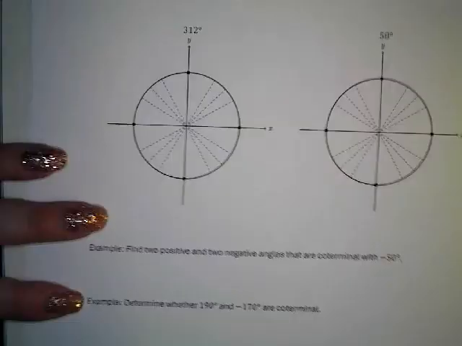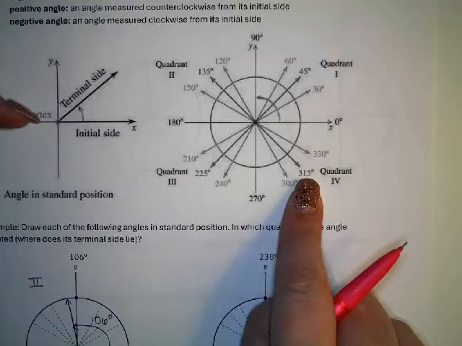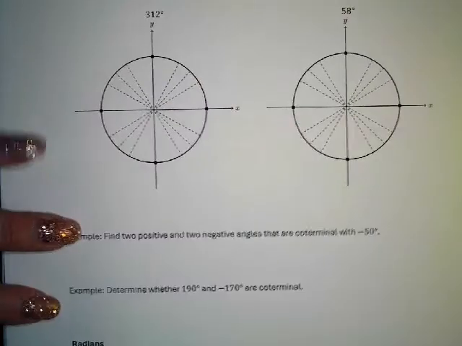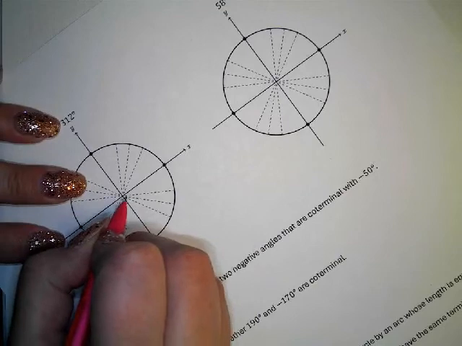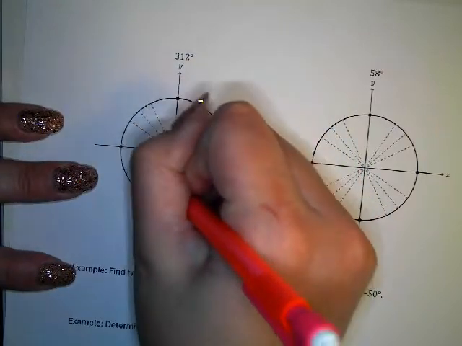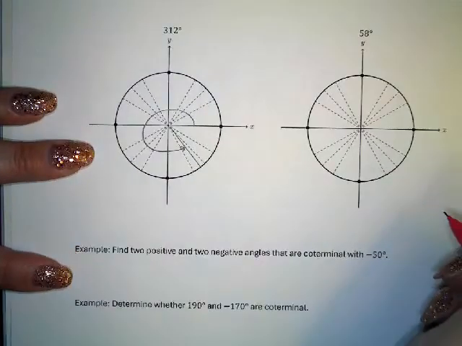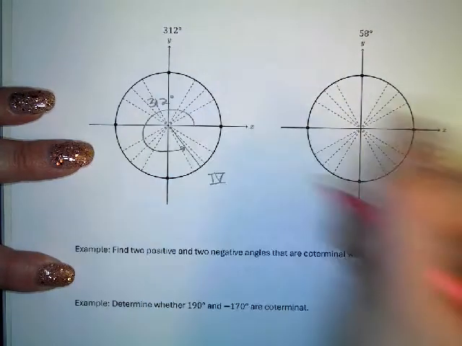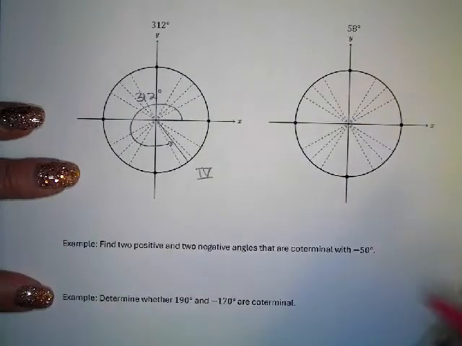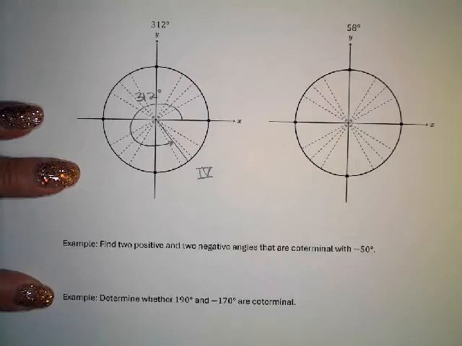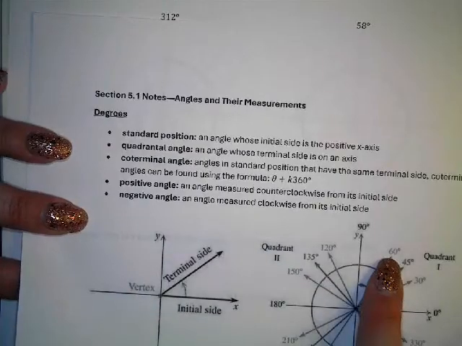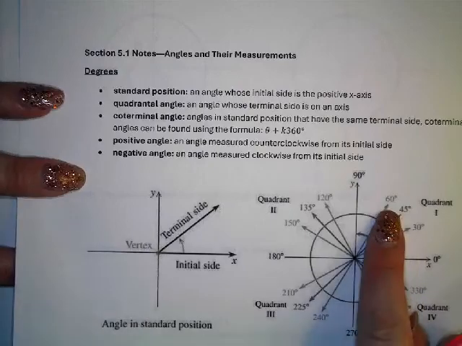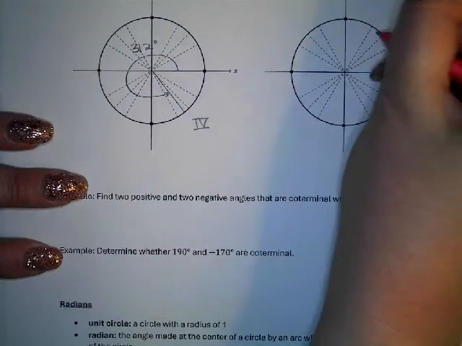All right, 312 degrees. So if we look back here, 312 is going to be really close to this one right here, 315. So just a little bit less. There's our 312-degree angle in quadrant 4. And last, we have a 58-degree angle, and we have this 60-degree angle right here. And so a 58-degree angle would be slightly less than that.